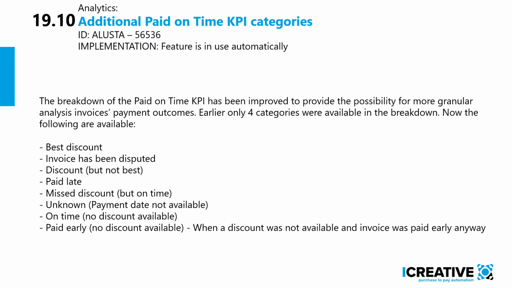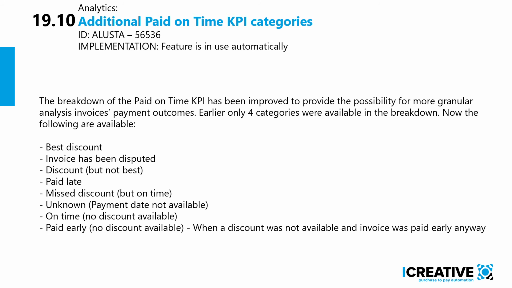invoices, payment outcomes. Now, like it says, only 4 categories were available in the breakdown, and now it's doubled. So: best discount, invoice has been disputed, discounts but not the best, paid late, missed discount but on time, unknown, so the payment date not available, on time, so no discount available, and paid early, no discount available. Or when a discount was not available and the invoice was paid early anyway.